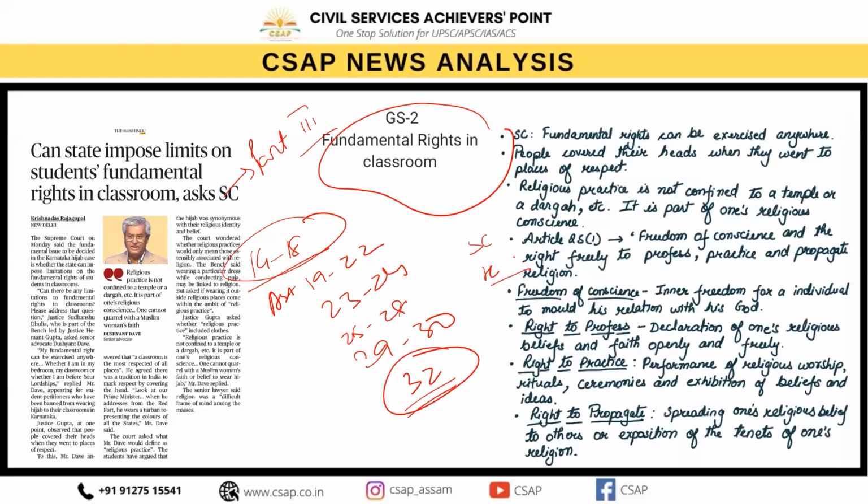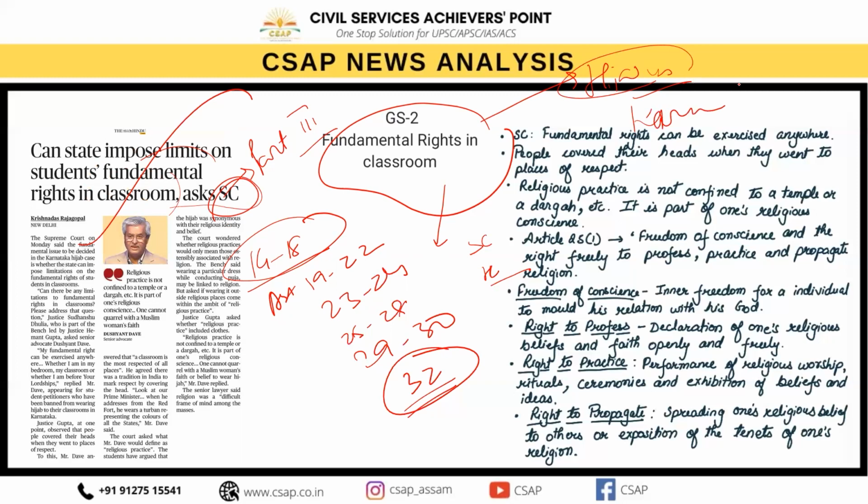So today, if you see all these fundamental rights, what features come up here? Can the state impose limits on the students' fundamental rights in classrooms? asks the Supreme Court. Does the state have the power to curb the fundamental rights of students in classrooms? So whose issue is this? This is about the hijab issue, which was very much in the news over the last 2 to 3 months, which happened in the state of Karnataka, the southernmost state of the country.